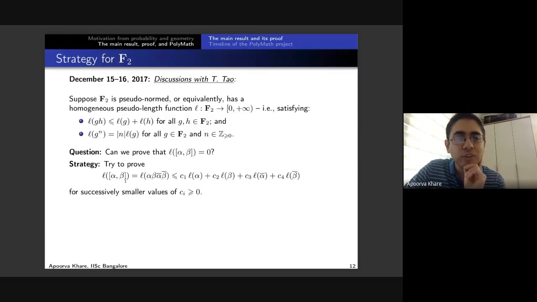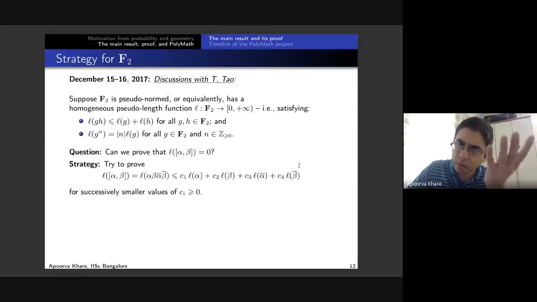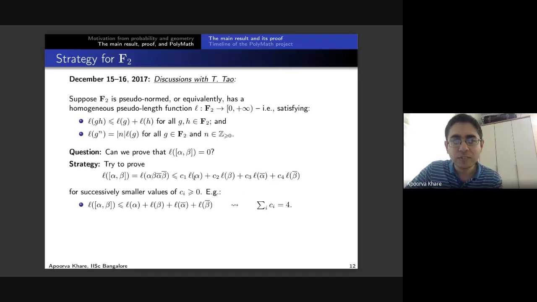And the strategy is to try to prove that the length of the commutator of alpha and beta is less than the length of alpha times something, plus the length of beta times something, plus something, and so on, for successively smaller values c_i, okay? The point is, if I can make all these non-negative values keep going down to zero, then that would be great. Then I finally get that it is less than a bunch of smaller and smaller positive numbers, and therefore I'm done.